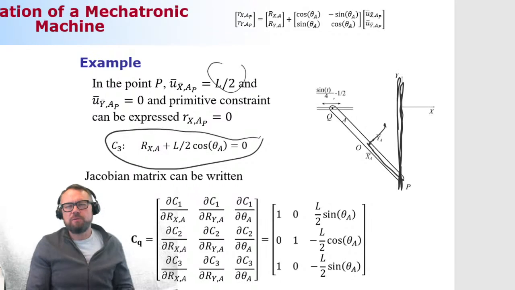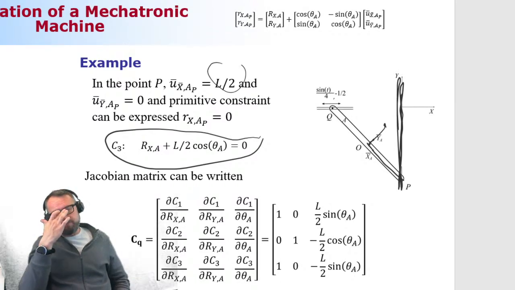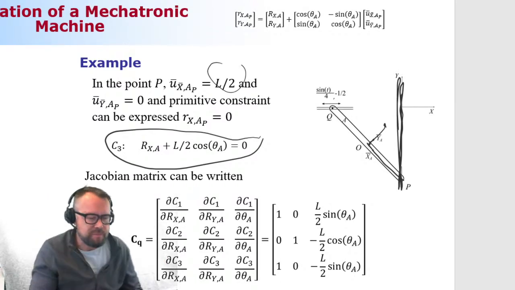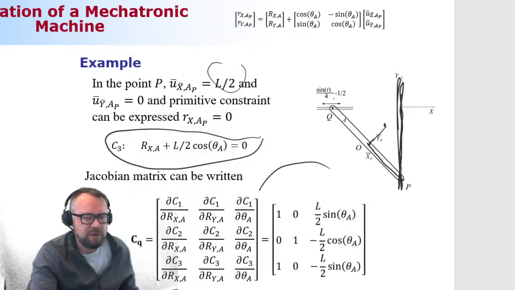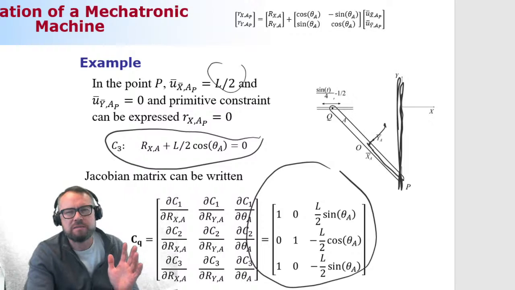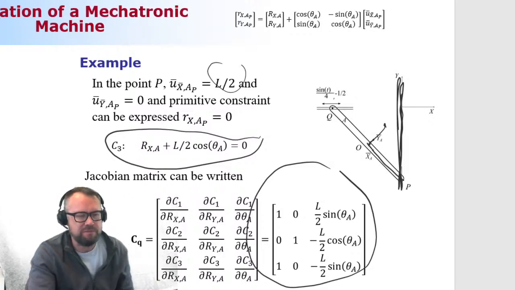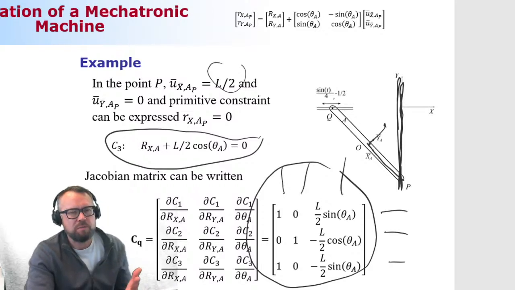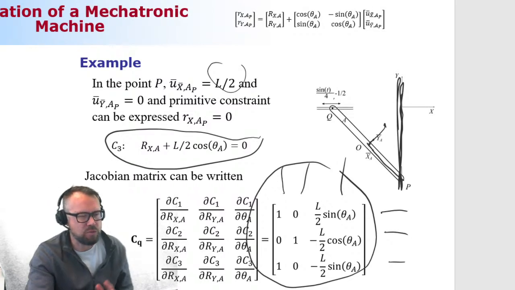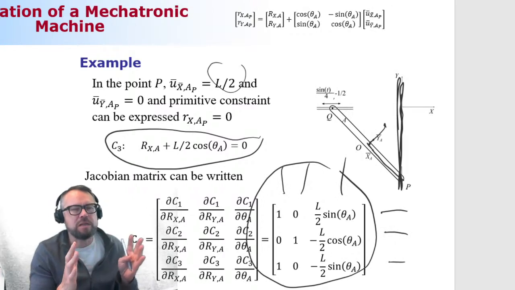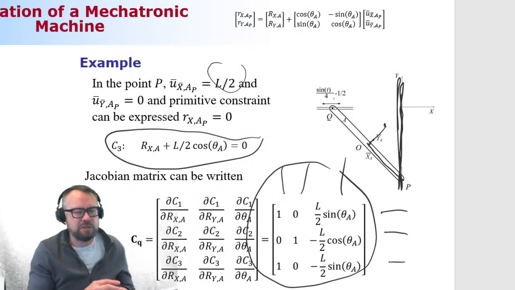And then you use an awful lot of partial differentiation to get what? The Jacobian matrix. Your Jacobian matrix is this. Once you do all these differential operations, look at the dimensions, to be more specific. We have three constraint equations and three generalized coordinates, so a 3 by 3 matrix. That's something extremely important to understand. Because this is 3 by 3, there is at least a theoretical opportunity to invert this.